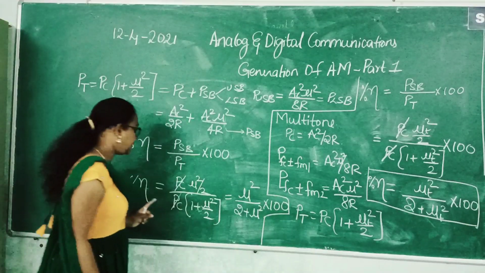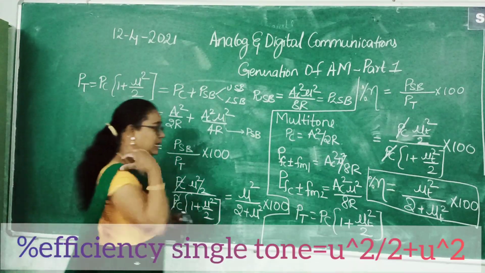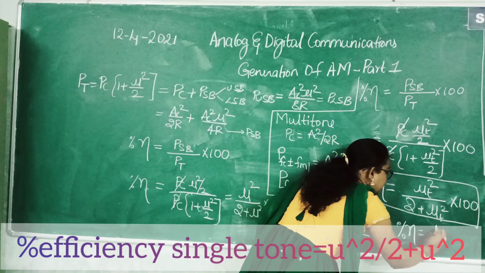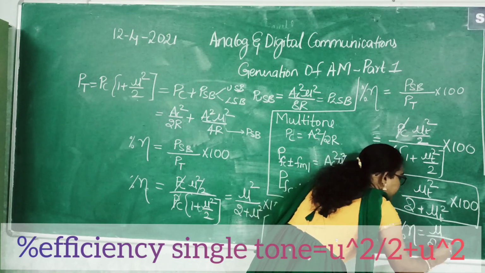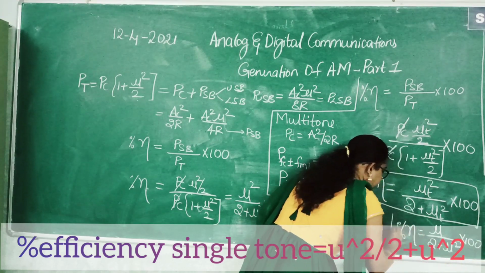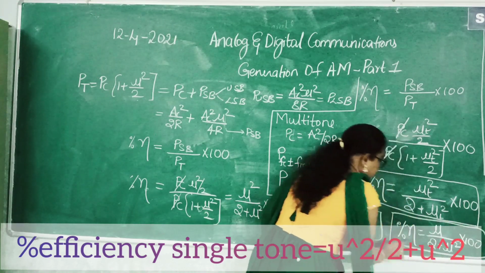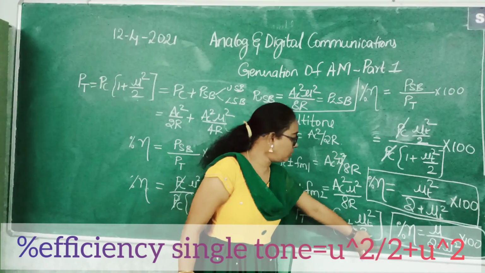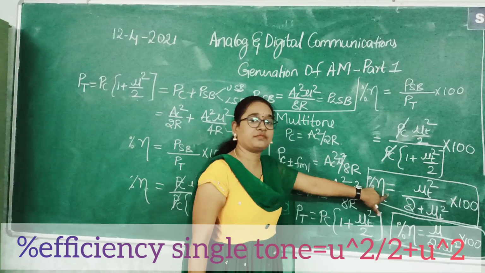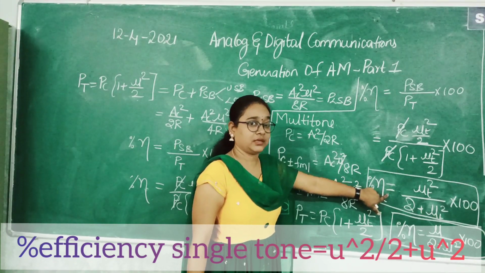So for single tone, the percentage efficiency is mu square by 2 plus mu square into 100. This is the second equation, for single tone. The first equation is for the multi-tone calculation.